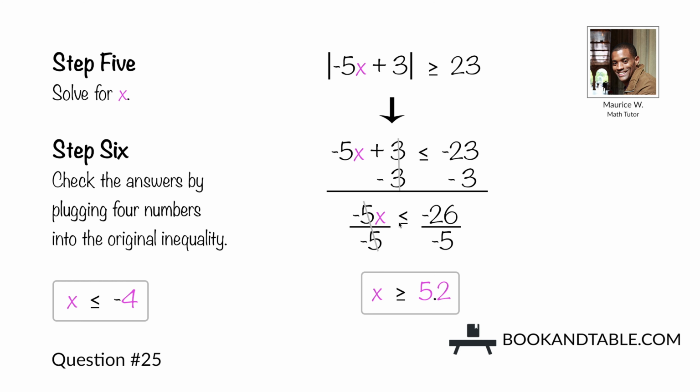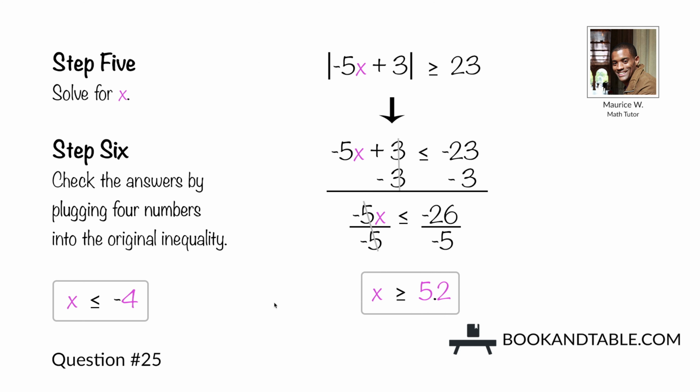Reverse this from less than or equal to greater than or equal to. And then negative 26 divided by negative 5 gives you 5.2, which is the same as 5 and 1/5. So the second part of our answer is x is greater than or equal to 5.2. So now step 6, check the answers by plugging 4 numbers into the original inequality.